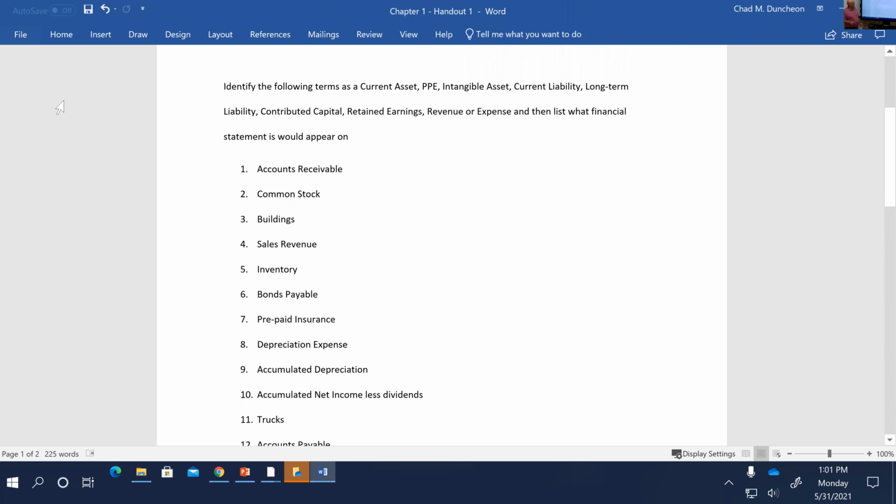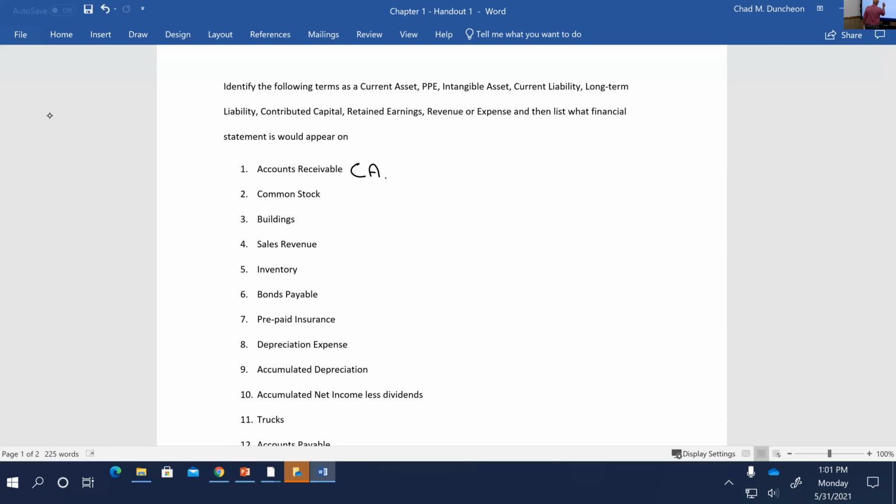Next, it says to identify the following terms as a current asset, PP&E, intangible asset, current liability, long-term liability, contributed capital, retained earnings, which remember are part of the equity section, and then a revenue or expense, and list which financial statement it would appear on. We need to be able to identify these. So accounts receivable is a current asset. I'll list that by marking it as CA.